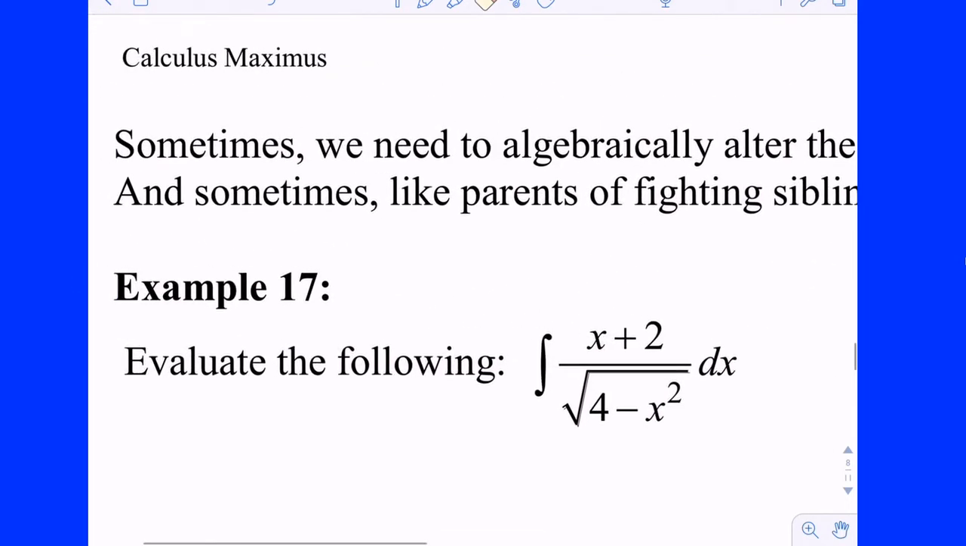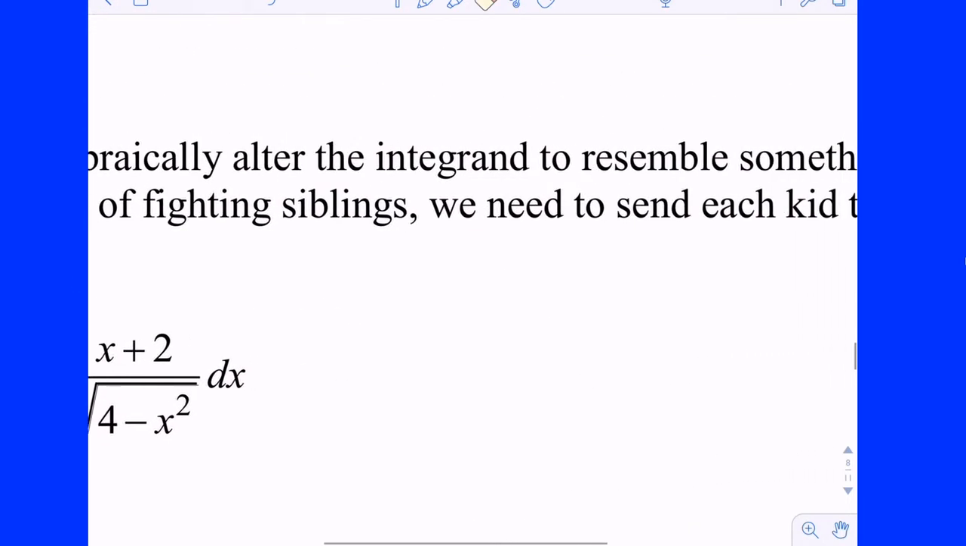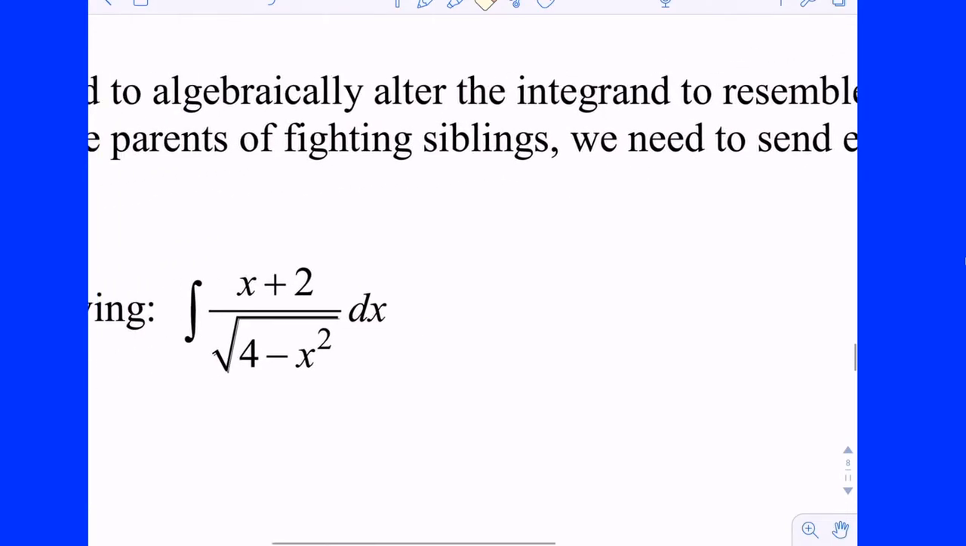I don't know if that's like a clue or a hint. Like parents of fighting siblings, we need to send each kid to his own room.